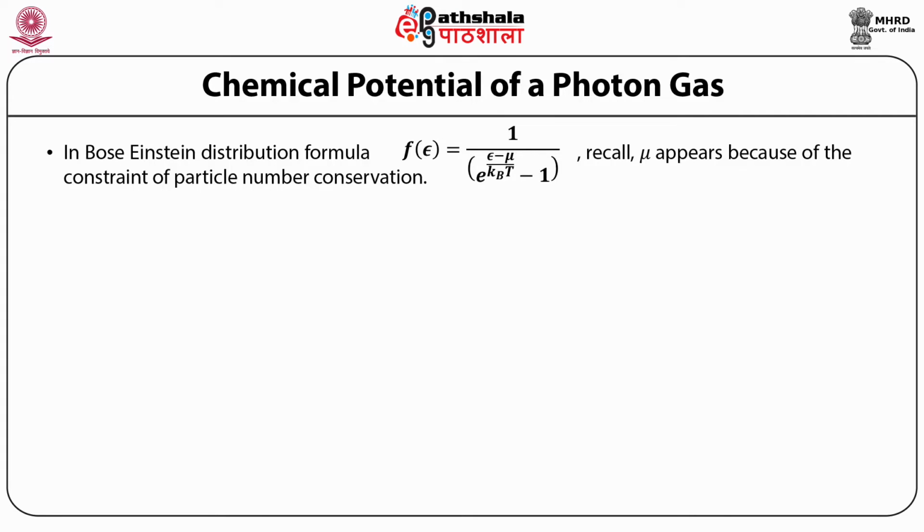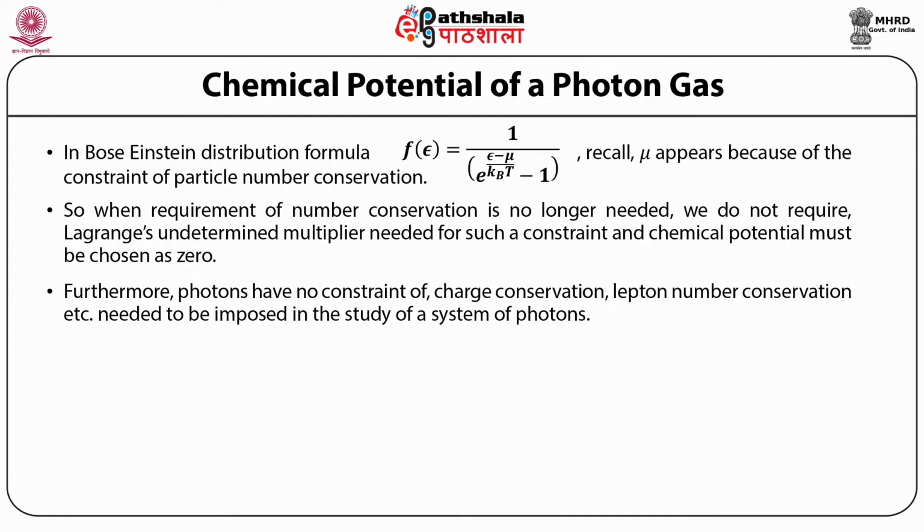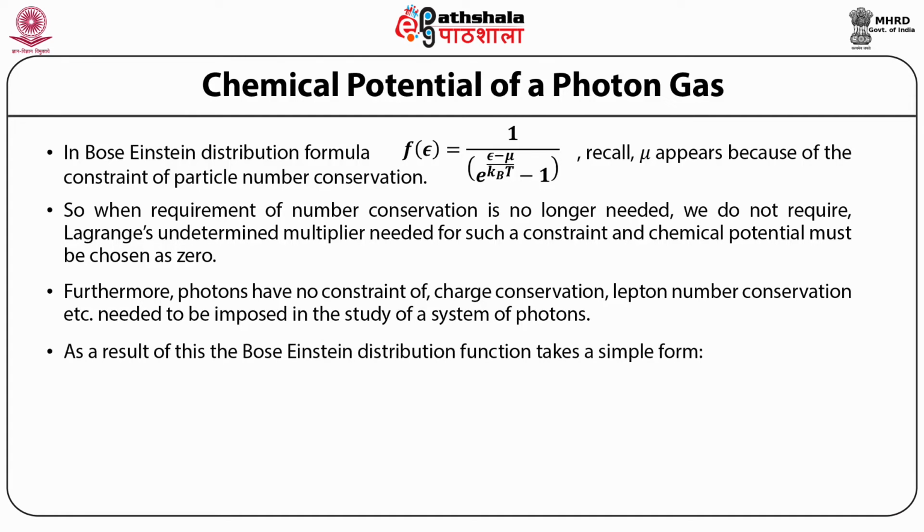In the Bose-Einstein distribution formula, f of epsilon is equal to 1 upon e raised to power (epsilon minus mu) upon kBT, minus 1. Recall, mu appears because of the constraint of particle number conservation. So when the requirement of number conservation is no longer needed, we do not require the Lagrange's undetermined multiplier needed for such a constraint, and the chemical potential must be chosen as 0. Furthermore, photons have no constraint of charge conservation, lepton number conservation, etc. needed to be imposed in the study of systems of photons. As a result of this, the Bose-Einstein distribution function takes a simple form.